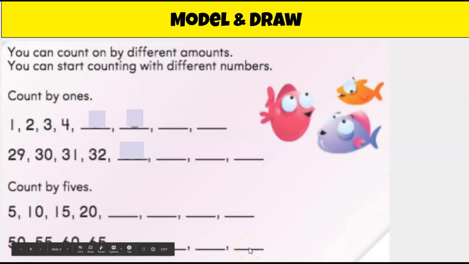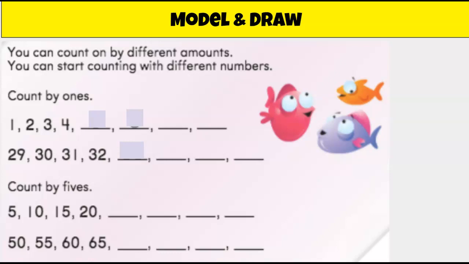All right, you can turn to page 56. Up at the top, we're going to model and draw some skip counting. So we're going to count on by using different amounts. We're going to count by ones. So 1, 2, 3, 4. Go ahead and write down what comes next, and we'll see if we come up with the same answers. Remember to stop the video if you're writing, because I don't want to give you the answers before you've had a chance to fill them in.